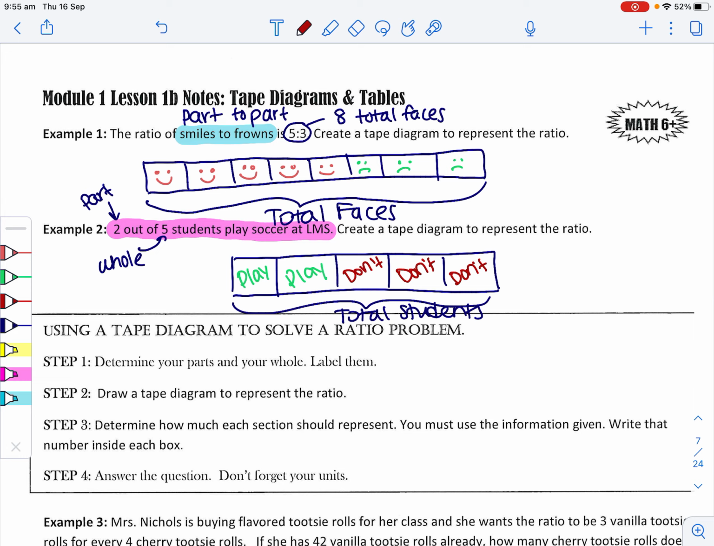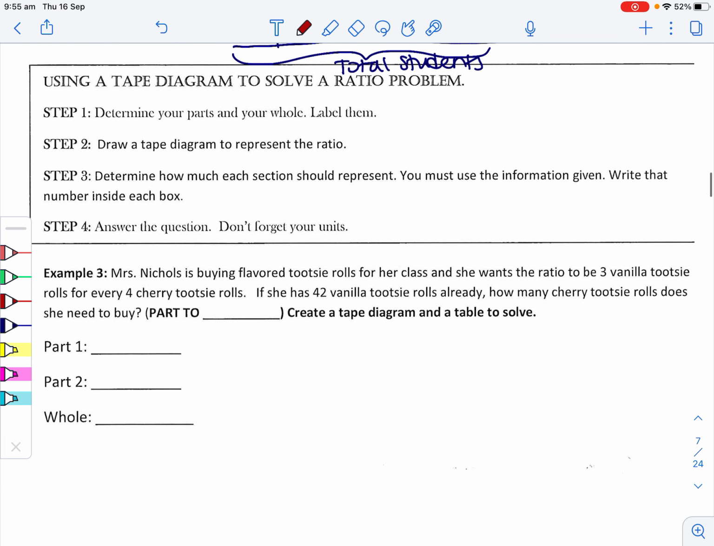So now we're going to use these tape diagrams to solve ratio problems. So we're going to be able to create these tape diagrams with numerical values to help us solve the ratio problems. So step 1 says determine your parts and your whole and label them. So you'll see in the examples, it says part 1, part 2, and whole. Then we're going to draw a tape diagram from our parts and our whole to represent the ratio. And then we're going to determine how much each section should represent using the information that we're given. And we're going to write that in each box. And then we're going to answer the question.